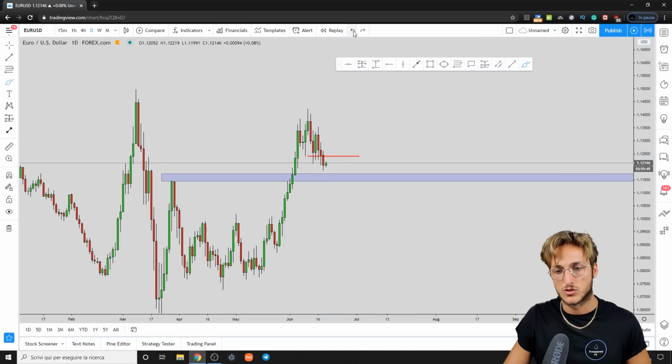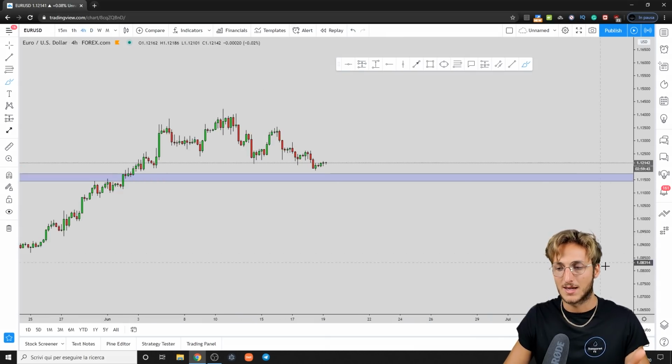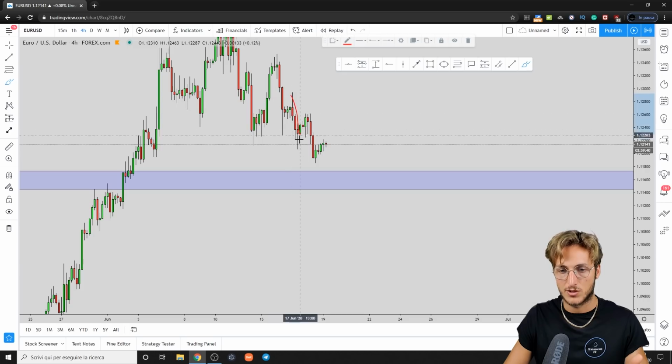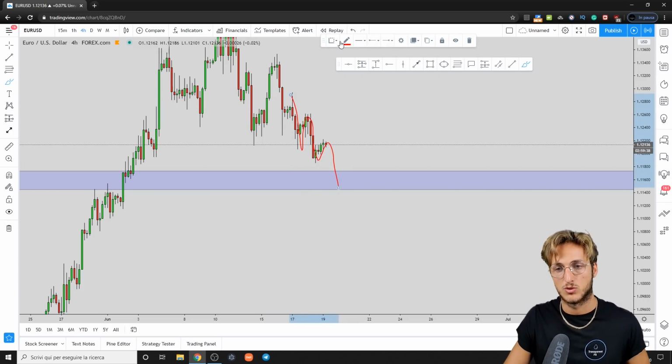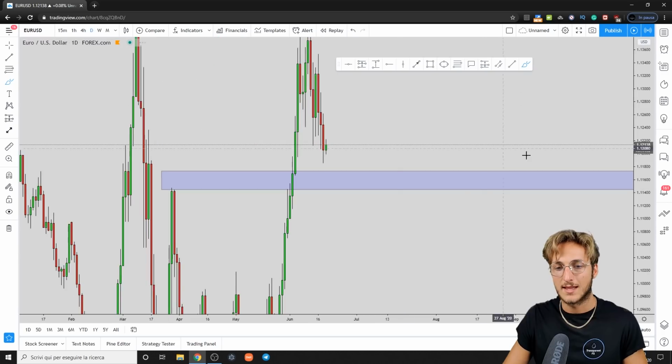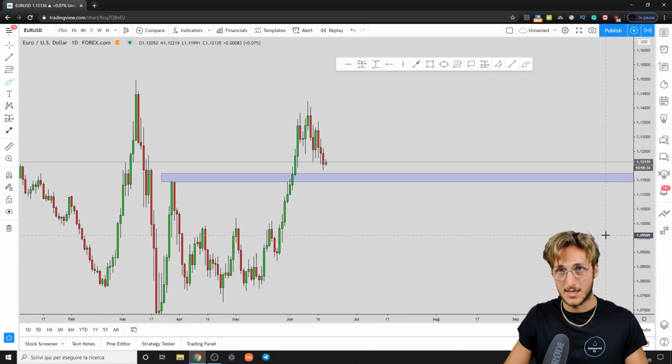So we must also keep in mind that on the daily we have a bearish structure. On the 4 hours, the market is absolutely in a bearish environment. Everything is pushing to the downside. So we can't be looking for any longs yet. So the way in which we have to approach this is, as usual, reactive and not predictive.